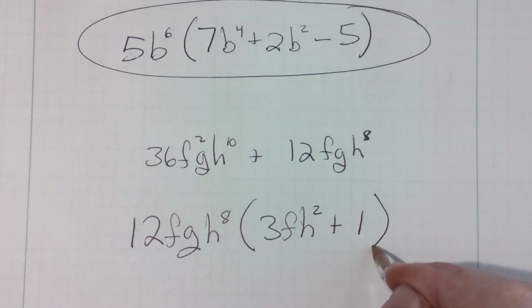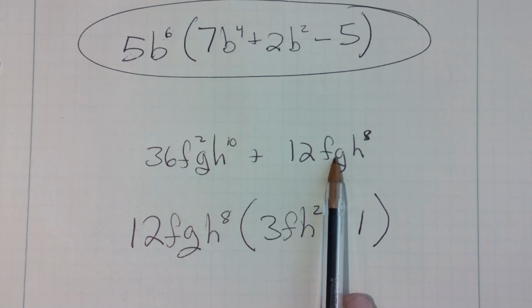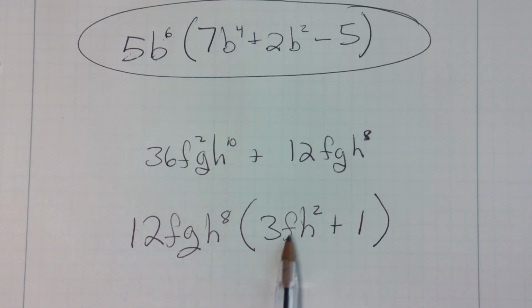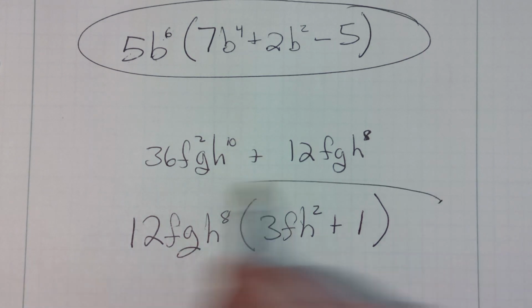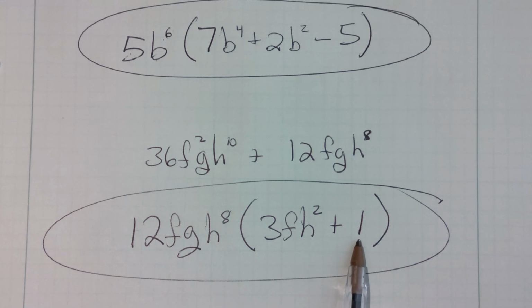So remember, if you have a 2-term expression and you're factoring out, it should have a 2-term expression inside the parentheses. If you have a 7-term expression, you should have 7 terms. And one of those terms might be a 1.